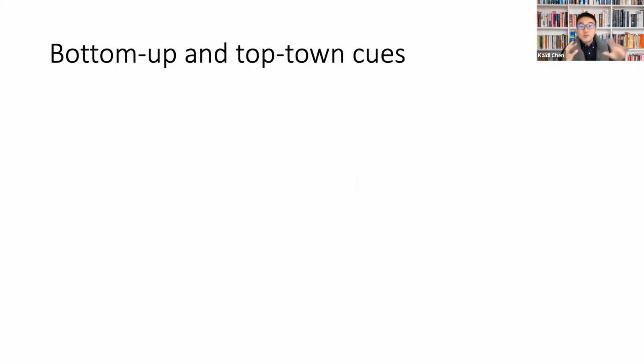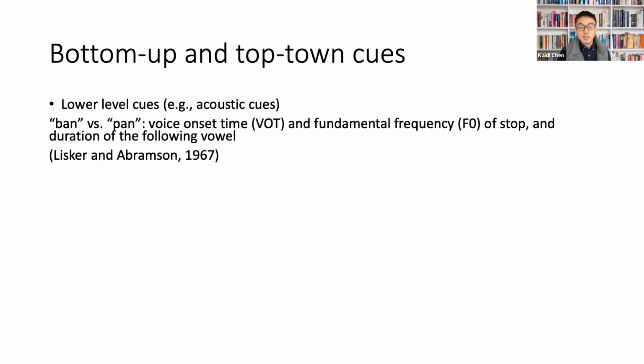Listeners can make use of lower level cues. For example, multiple acoustic properties affect the recognition of voicing in English word-initial stops. As you can see here, the contrast between ban and pen. The cues include the voice onset time, VOT, and the fundamental frequency, F0, of the stop consonants, and also the duration of the following vowel.